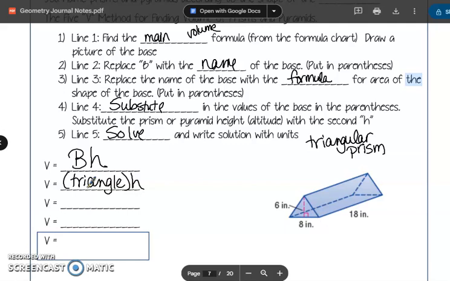Okay? Then, you're going to have this on your Edpuzzle. We're going to replace the name of the base with the formula. Okay? Why? Because big B means area of base. Big B means area of the base. You need to write that down. That will be on an Edpuzzle. Okay? Area of the base.